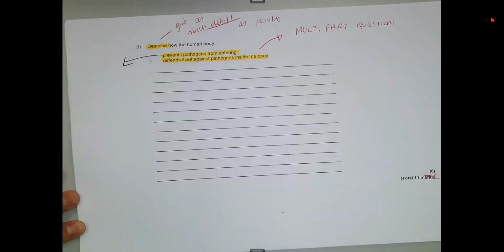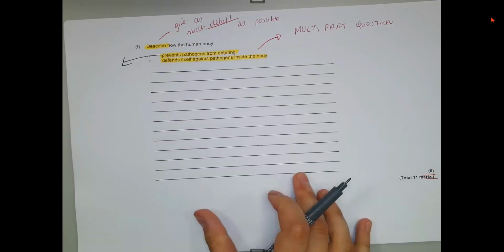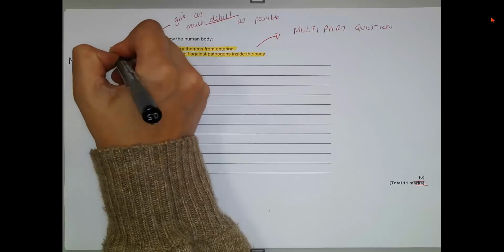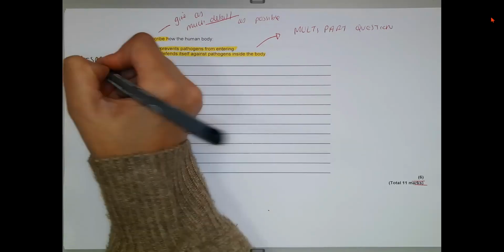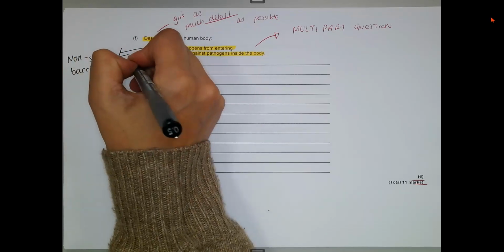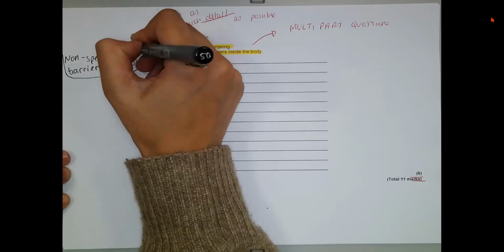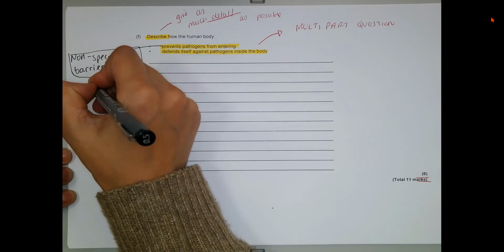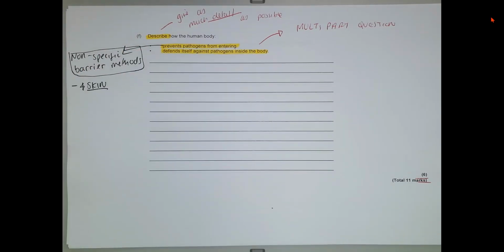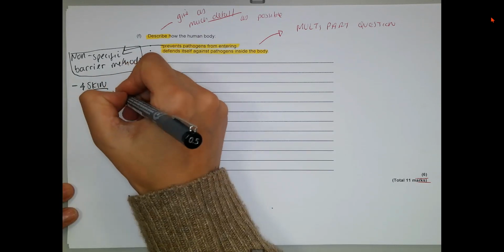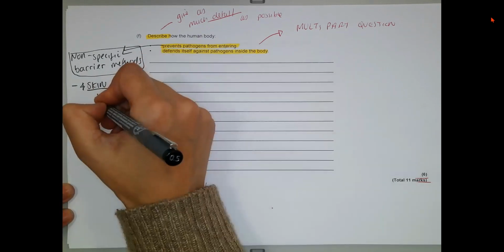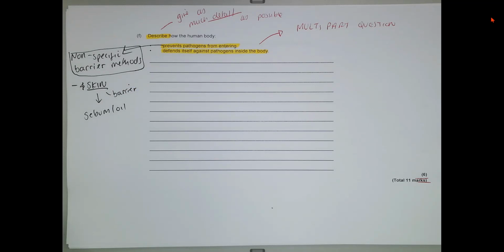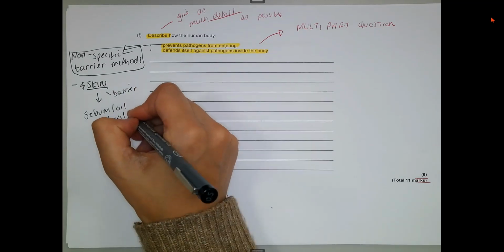pathogens from entering, we are talking about the non-specific barrier methods. Within the non-specific barrier methods, we learnt about how the skin forms a barrier, it prevents entry, so it's literally a barrier preventing entry. We know that the skin produces sebum or oil, which repels pathogens, so this will repel pathogens.